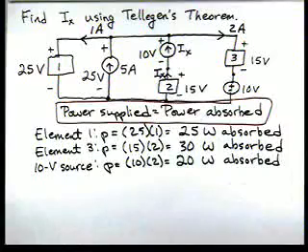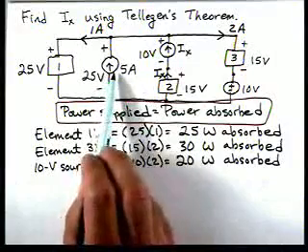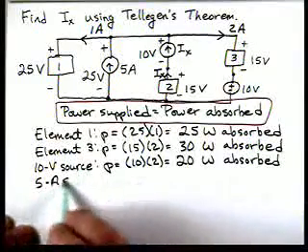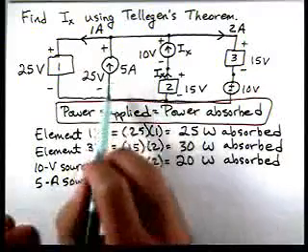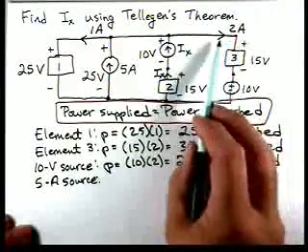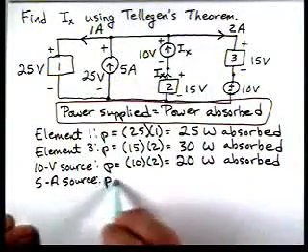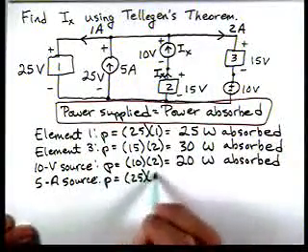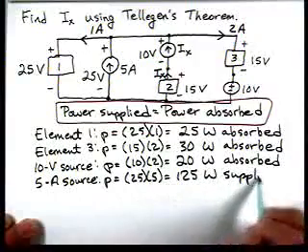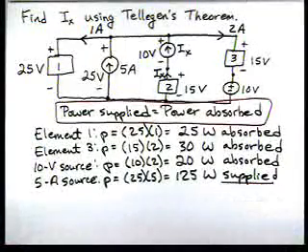Now let's look at the 5 amp source. There's that source. There's the current. There's the voltage. Now if we notice, the current's coming out of the plus sign, where when we have the passive sign convention, the current's entering the plus sign. So here when we take the product of V and I, we're going to get power supplied. So for the 5 amp source, we're going to have 25 times 5. We're going to get 125 watts supplied. So this one is supplying power.